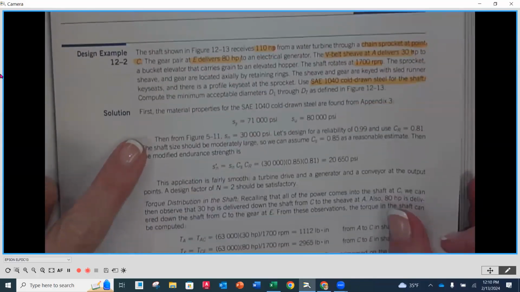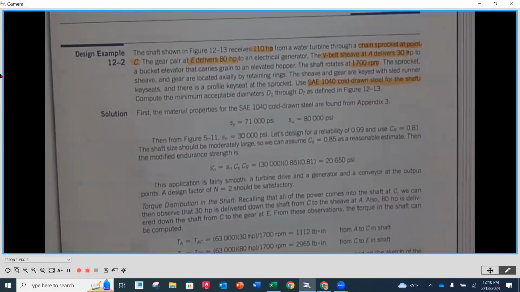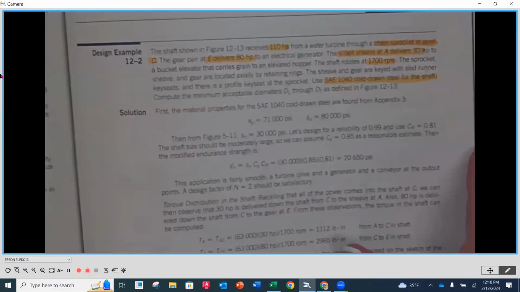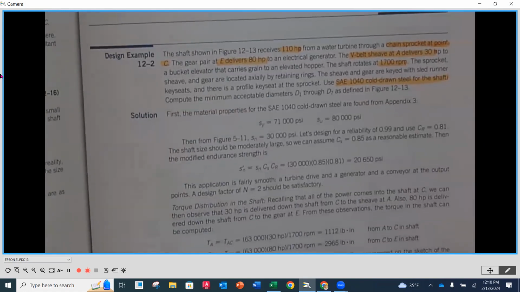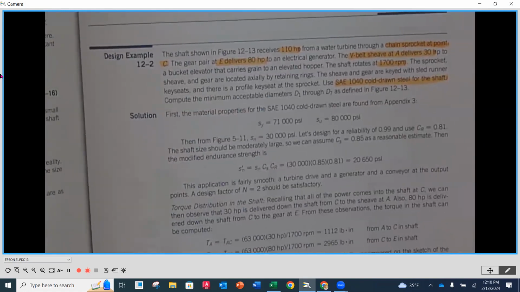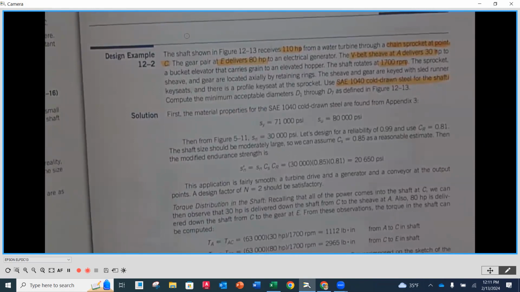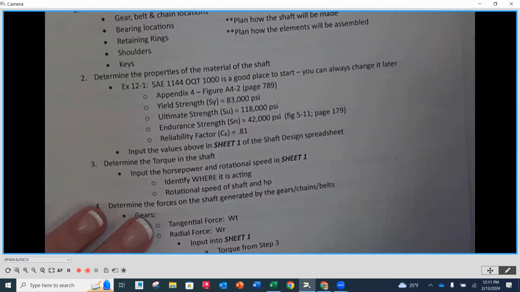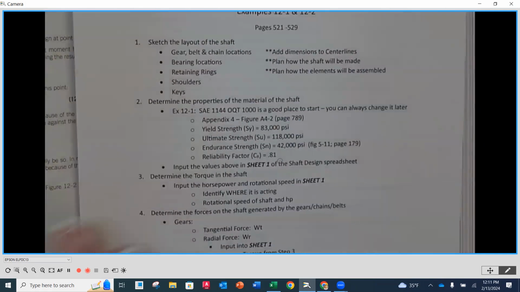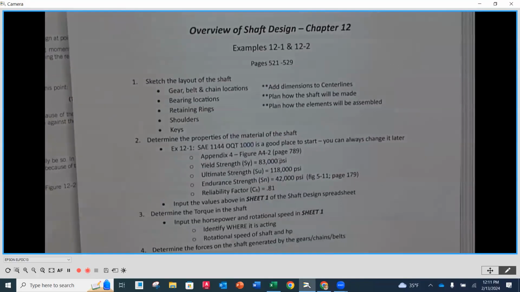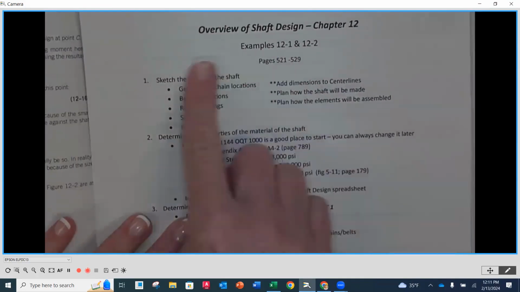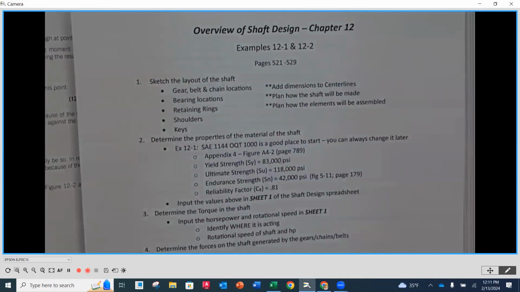So now we're going to get into specifying the material. Now, the spreadsheet, I think, is a place where we can follow the design once we have things in place. I do want to remind us, since we're looking at our overview of the shaft design process here, in step number 1, there's that sketch of the overall layout of the shaft. So the book did that for us already, okay?